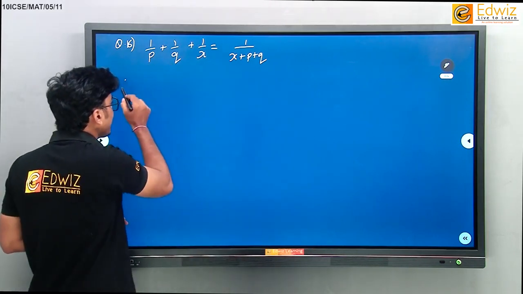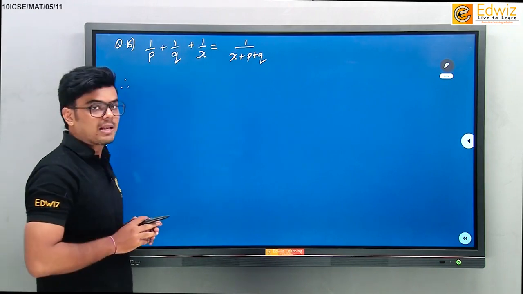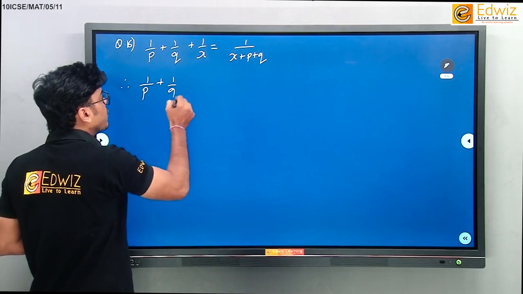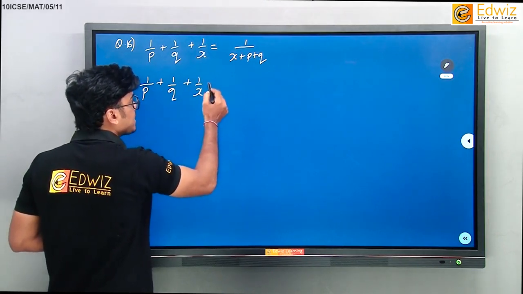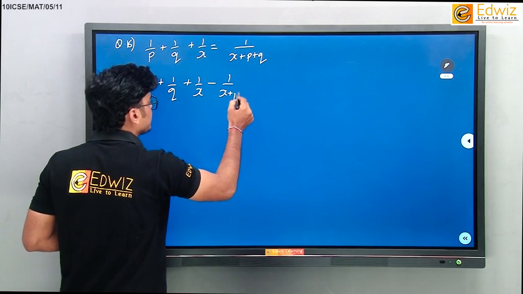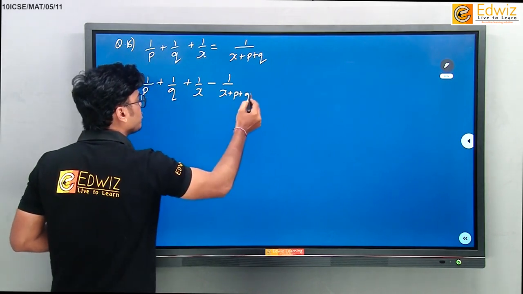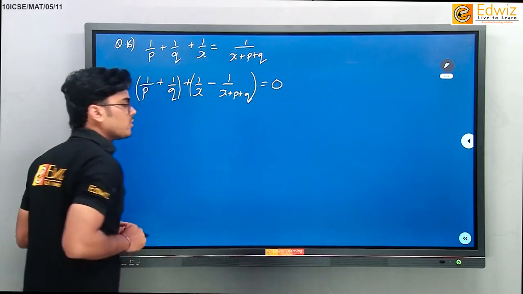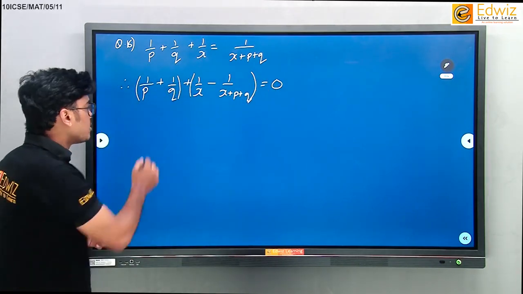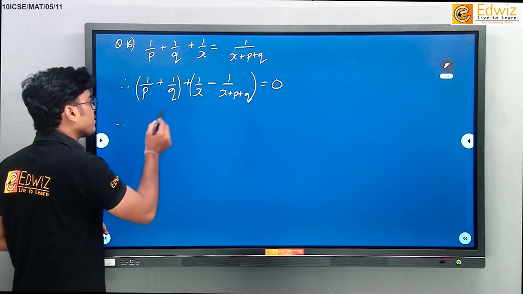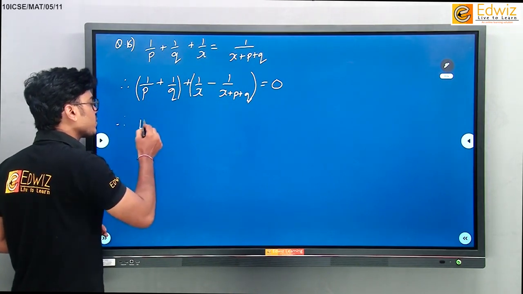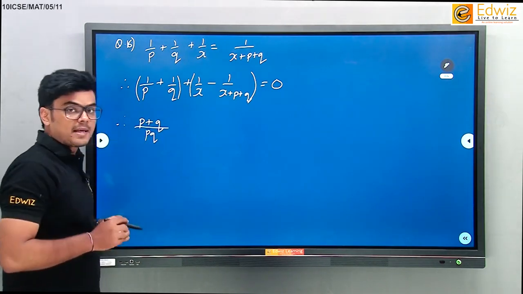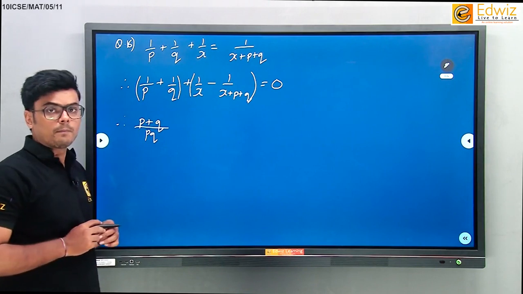There is a hint given that the right hand side can be taken on the left side and then we can solve the equation. So 1 upon p plus 1 upon q plus 1 upon x minus 1 upon (x plus p plus q). Let us solve the two fractions a little bit. These two and these two equal to 0. On the other side now there is just 0 left. So here we will cross multiply. It will become q plus p, or you can say p plus q upon pq.